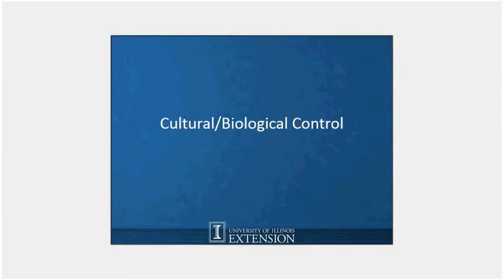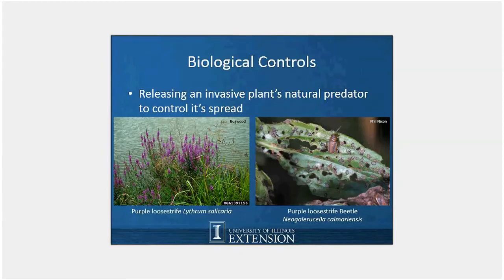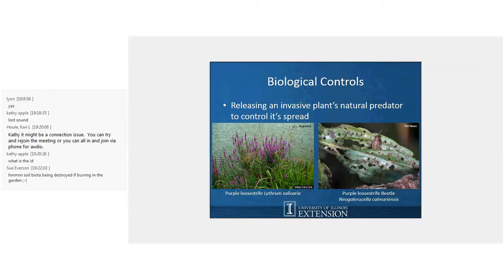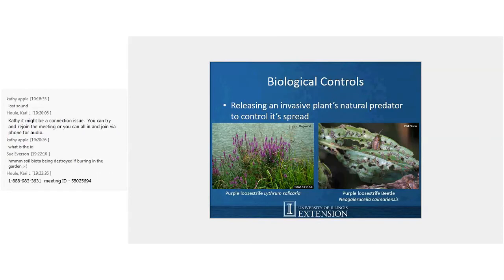So we're going to get into now the cultural and biological control options that are at your disposal. And the first one is the biological control, and this is where we release an invasive plant's natural predator from back where it's from, and we use that to control its spread. And there really aren't very many good examples of where this has been successful, except with purple loosestrife. They have introduced the purple loosestrife beetle and a couple other leaf and root feeding insects that do feed off of purple loosestrife, and they are seeing successes in areas where purple loosestrife has invaded.